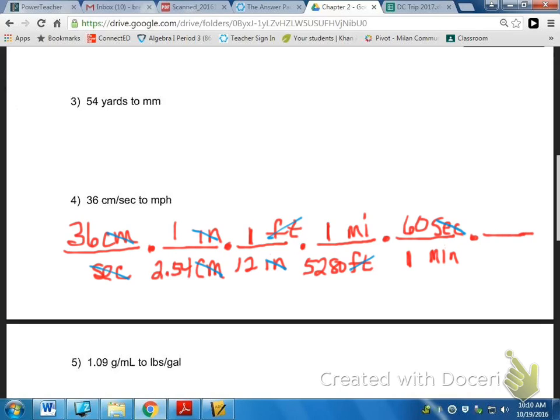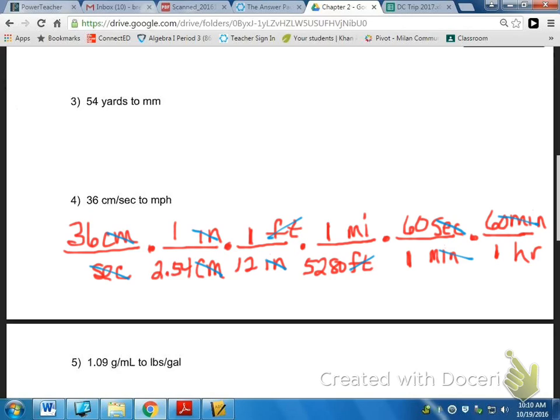So what am I going to put on top? What do I want to go away? Minutes, and I'm going to put what on the bottom? Hours. And what's my conversion there? 60 minutes to 1 hour. Okay, so when I cancel out my units here, what units are left? Hours. So on top I've got miles, and on the bottom I've got hours. And that's what I wanted to go to, right? Miles per hour. So I'm done writing ratios. I've done what I needed to do.